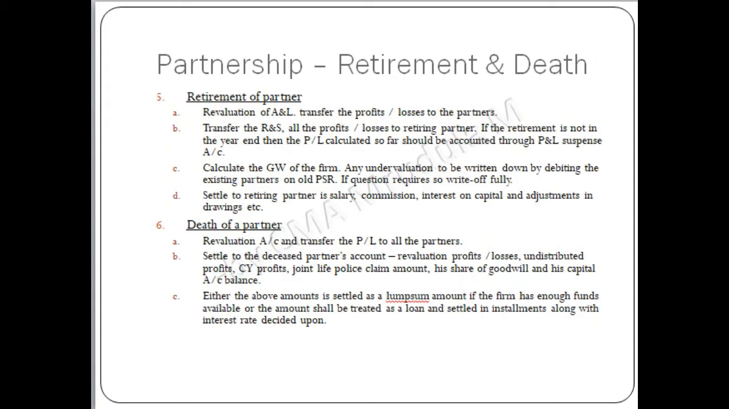So, the difference between admission and retirement or death in case of ledger accounts is that in case of retirement or death, the reserves and surplus and debit balance of profit and loss account are distributed only to the retiring or the deceased partner's account. Goodwill is recalculated and compared with the existing goodwill to write down any overvaluation or write off the goodwill fully.